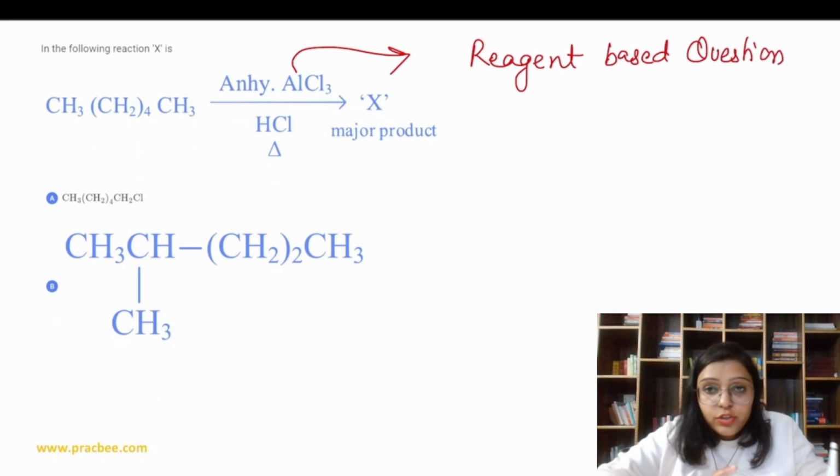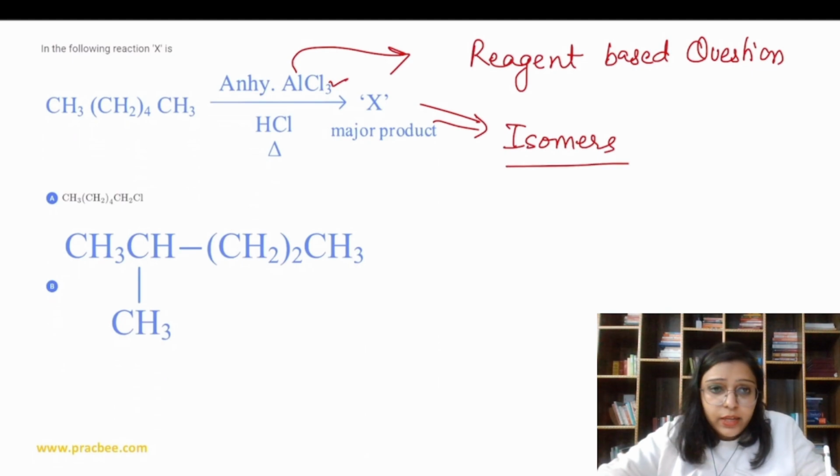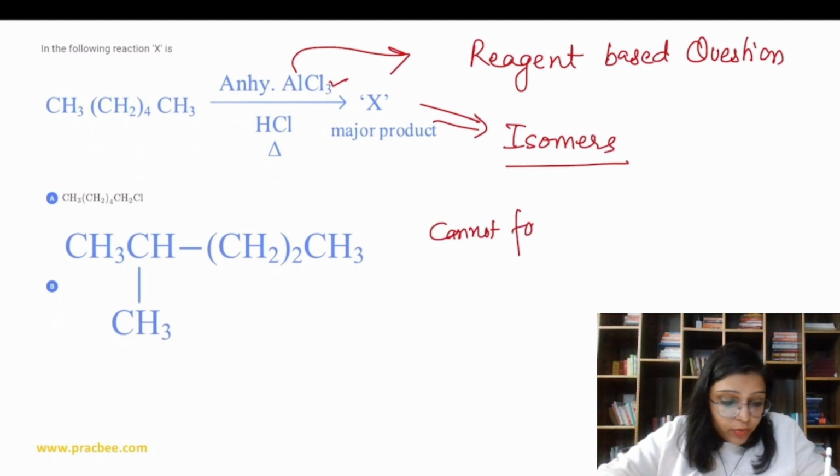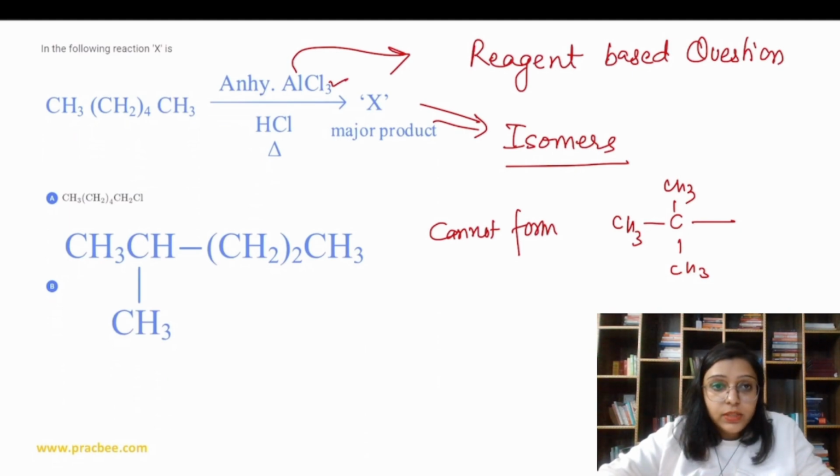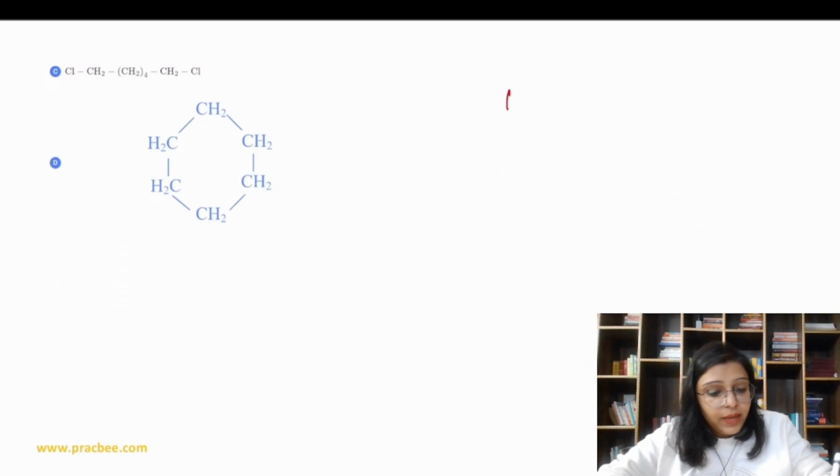See, if we have CH3, CH2 and so on, whenever you see this, it means you have to form isomers. This is the reagent which forms isomers, but you cannot form this type of isomer, which includes this group. So we have this hexane, so it means you have to form an isomer of hexane. Let's form a chain isomer.